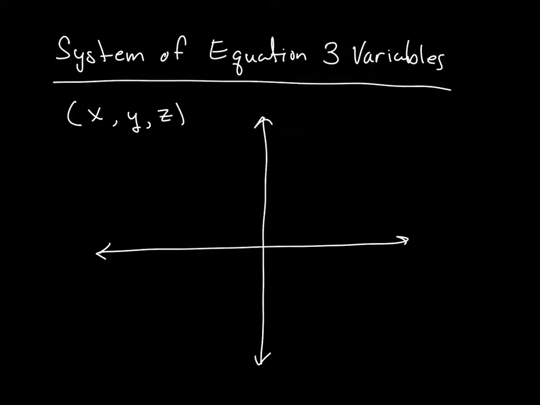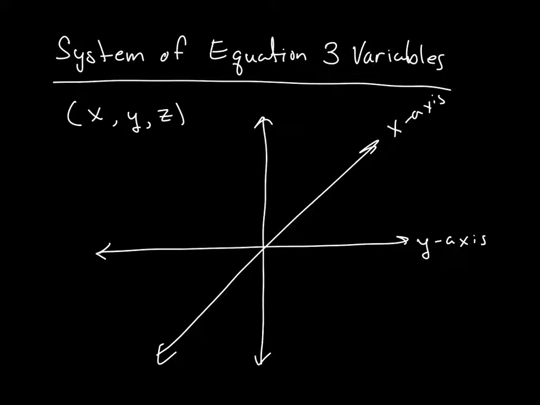We have a new axis here, and this is going to be my x-axis, my y-axis, and my z. All right, so those are my three axes, the x, the y, and the z. Now, with my x-axis, this is my positive x. This side is my negative x.